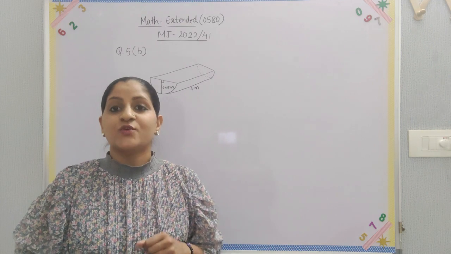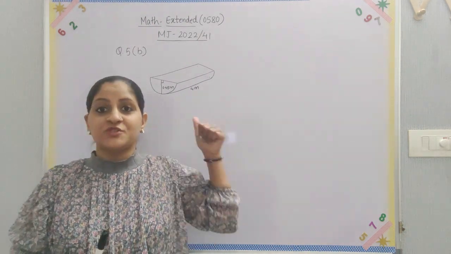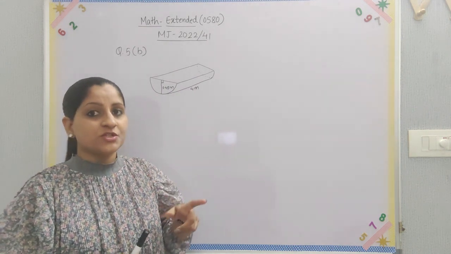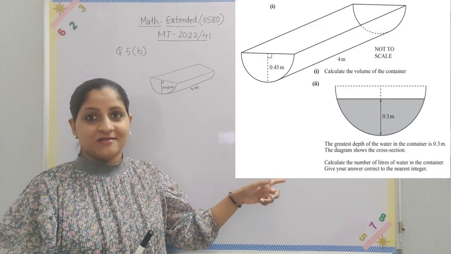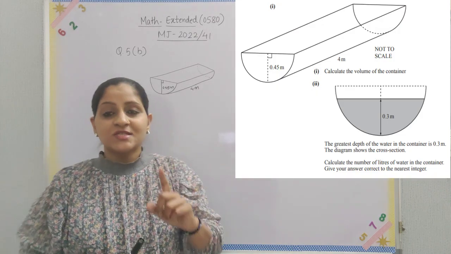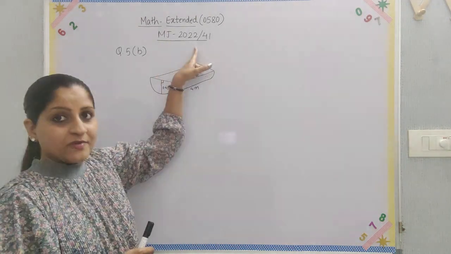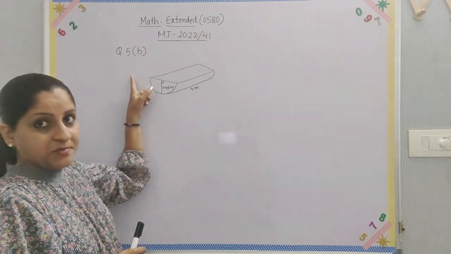In today's video, we are going to solve an extended math past paper question which you can already see on my screen. Plus, you will see the original question from the question paper on the right hand side of my screen. This question was asked in the paper May-June 2022, variant 41, and this is question number 5B.